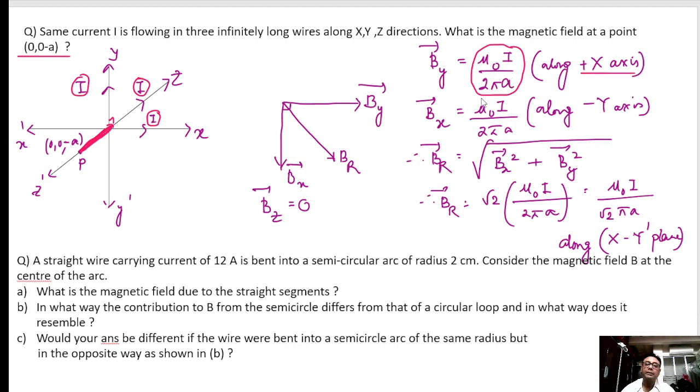Okay. Similarly, from Y also it is at a distance of A, and from X also it is at a distance of A. Due to the Z axis, current is flowing along the Z axis and the point is on the Z axis, so the magnetic field at P due to the current in the Z axis will be 0.